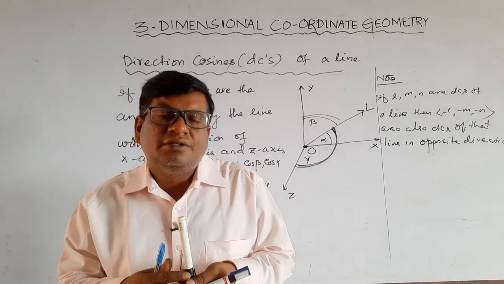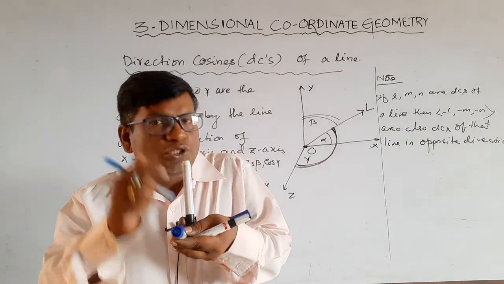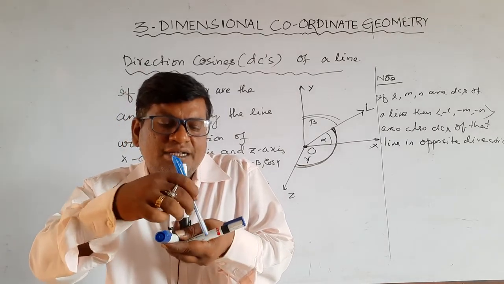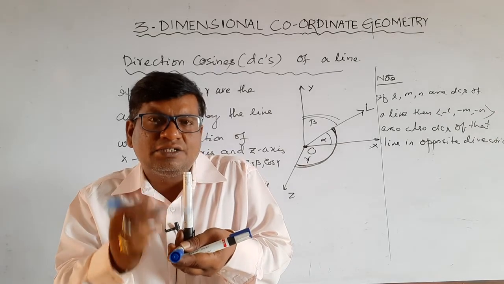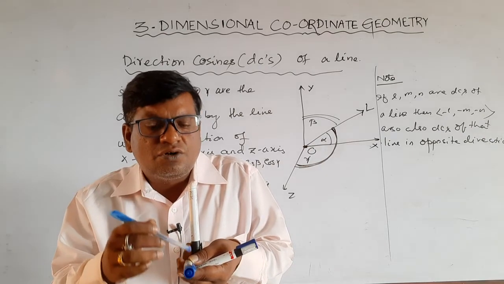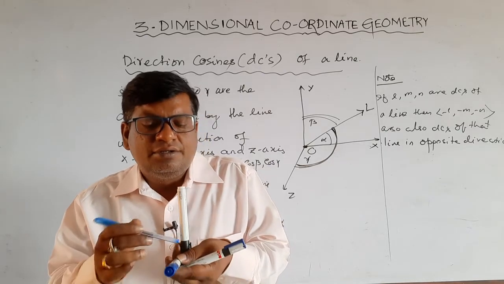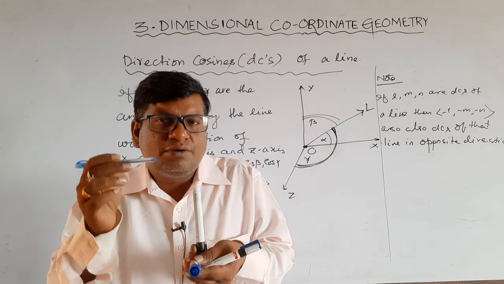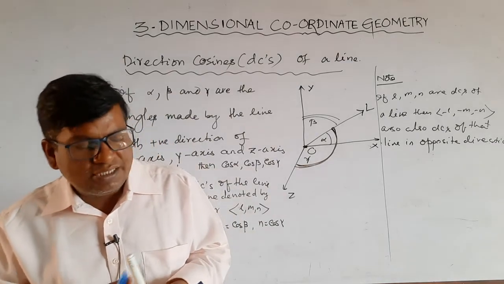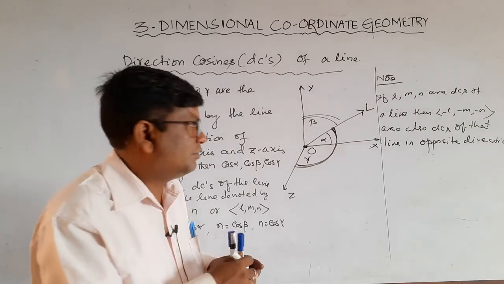Now alpha is the angle between the x-axis and itself, which is 0. So cos 0 is equal to 1. Beta is equal to 90 degrees, and gamma is equal to 90 degrees. So cos 90 is equal to 0. Alpha equal to 0, so cos 0 equal to 1. Beta equal to 90 degrees, cos beta equal to 0. Gamma equal to 90 degrees, cos gamma equal to 0. So DCs of the x-axis are 1, 0, 0.